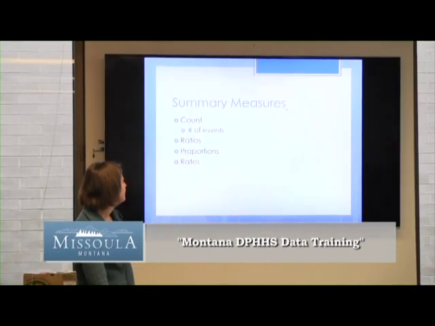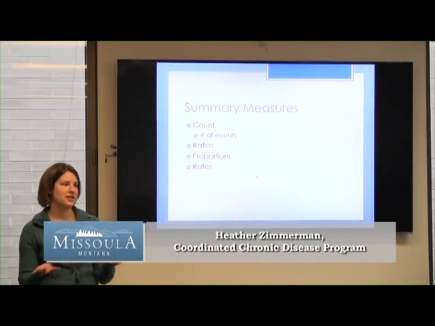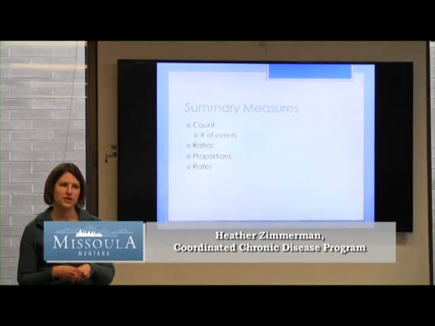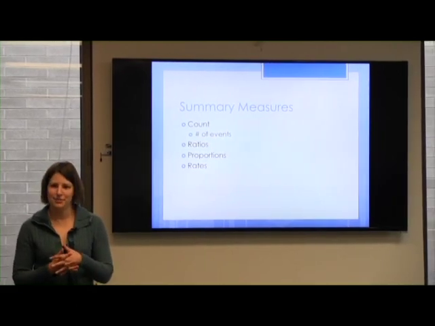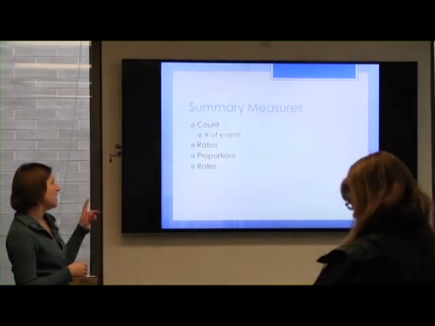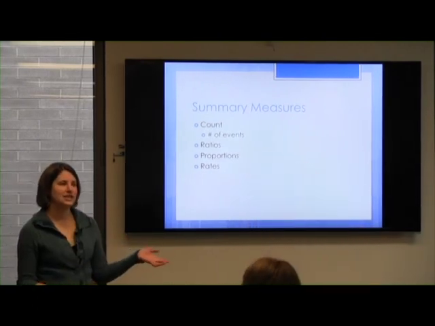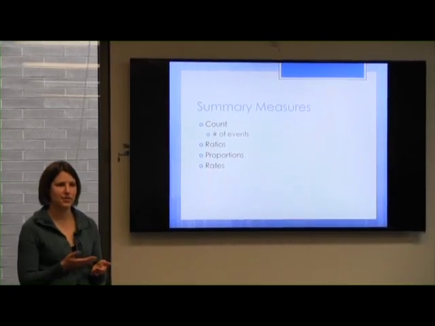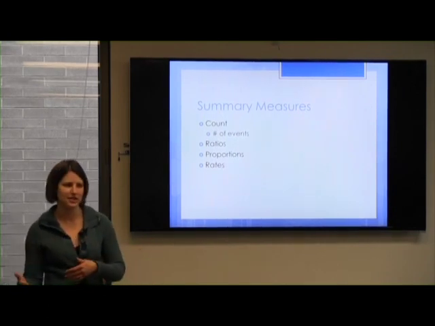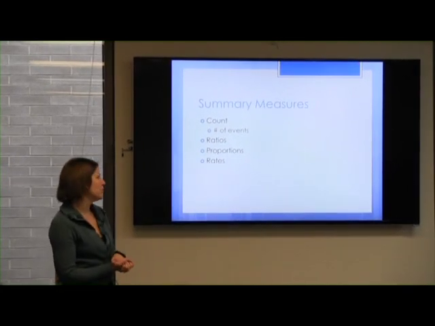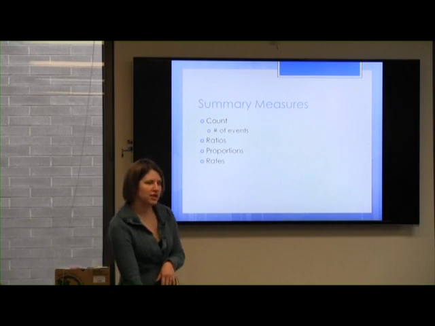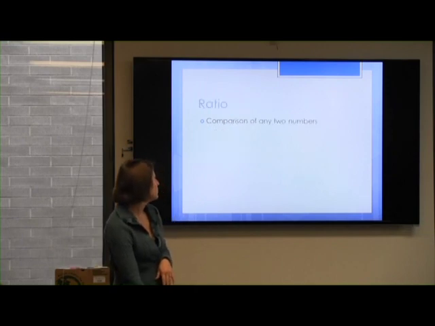So we can just go ahead and get started on the presentation. So first we're just going to start at the beginning and talk about summary measures. There's a couple different ways that we measure things in public health, and so I'll go through that. So we've got counts, which are the easiest because everyone understands counts. It's the number of things that happened in a given time period or a given place. And then we'll go into a little bit more detail about ratios, proportions, and rates, which are really the more useful measures, so also more complicated.